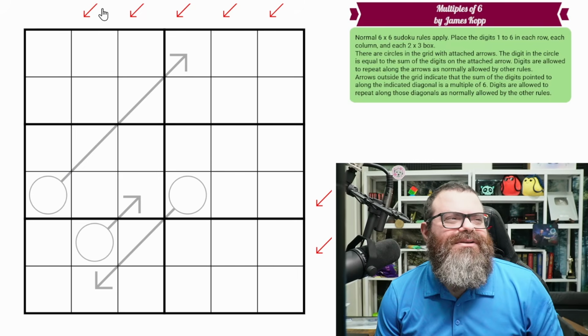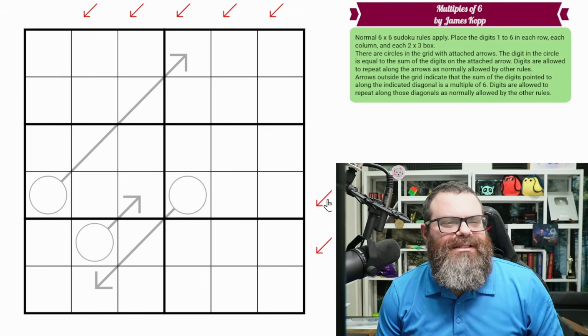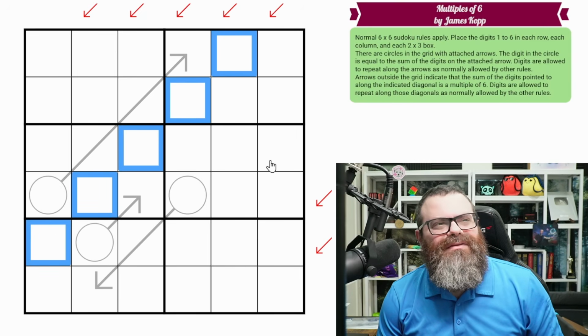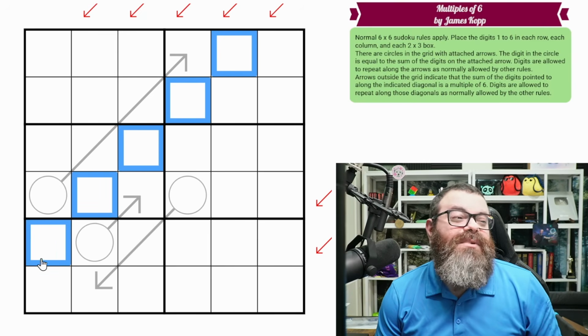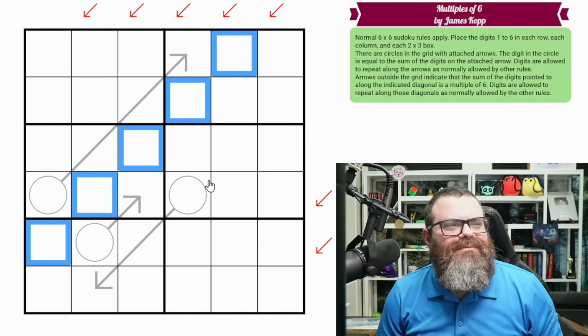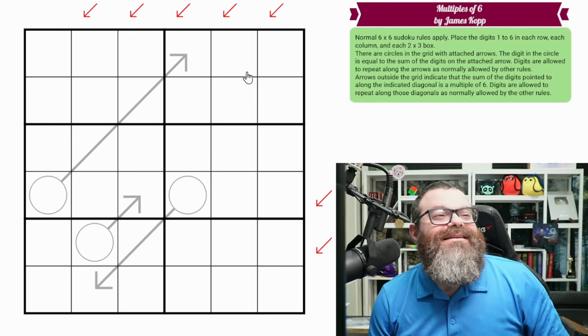Okay. In addition to that, there's all these diagonal arrows outside the grid. These arrows point at some set of digits along the diagonal, and the sum of those digits is divisible by 6. It's a multiple of 6. So mod 6 is 0, if you prefer. And that's it. Those are the rules.